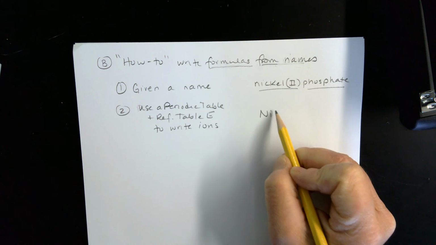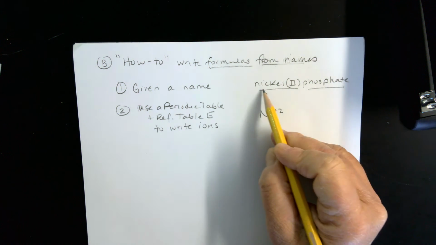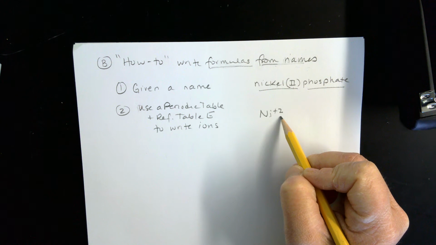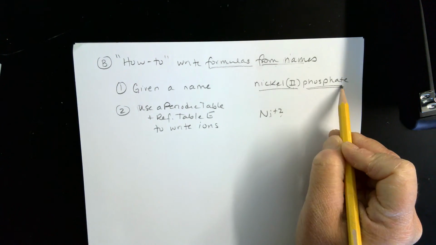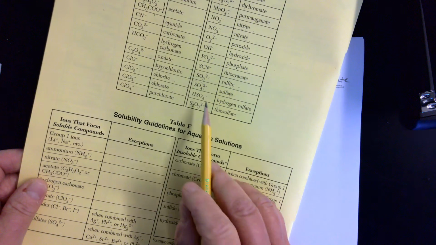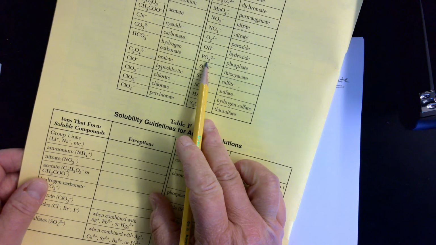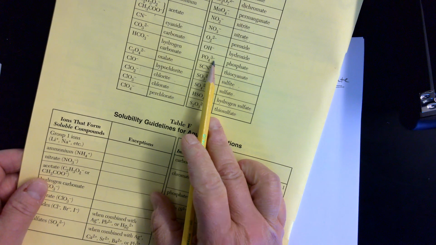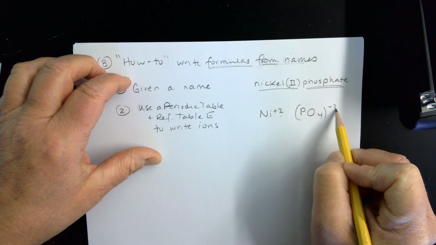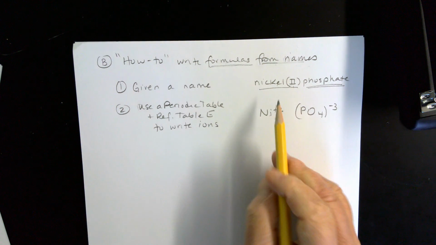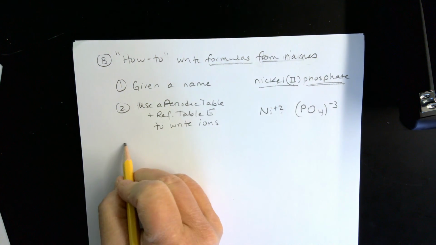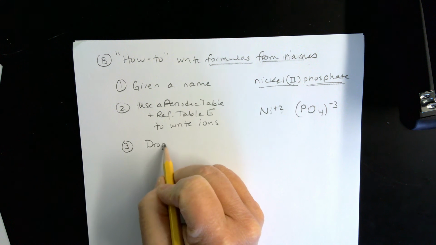So this is going to be Ni plus 2, because nickel is the symbol Ni. The Roman numeral 2 is telling us it's a plus 2. Phosphate from reference table E, phosphate is right here. So it's PO4 with a -3 charge. PO4 with a -3. Okay. So the second step, from the name, we're just writing out the formulas right there. The third thing to do is the drop and swap.